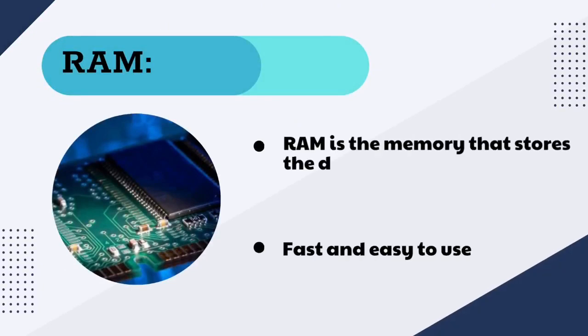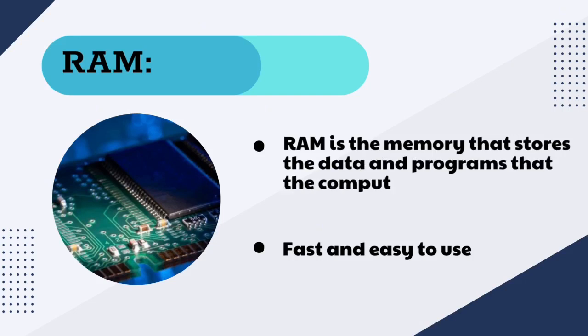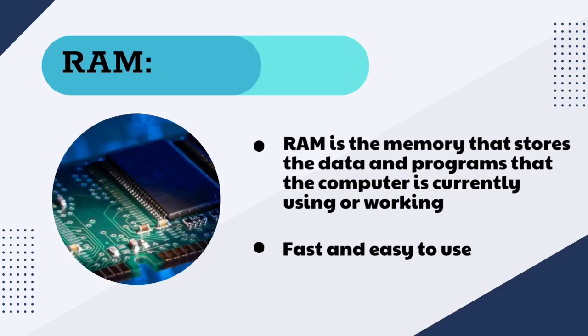RAM is memory that stores data and programs that the computer is currently using or working on. RAM is a type of volatile memory, which means that it loses its contents when the power is turned off. RAM is also fast and easy to use, as it allows the data to be accessed and modified in any order.